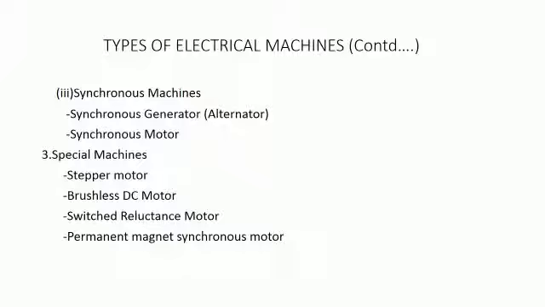Third one is the special machines. What do we mean by special machines? These machines are mainly designed for special applications. What are the special applications? CD player, watches, washing machines, robotics, etc. Some examples of special machines are stepper motor, brushless DC motor, switched reluctance motor, and permanent magnet synchronous motor.